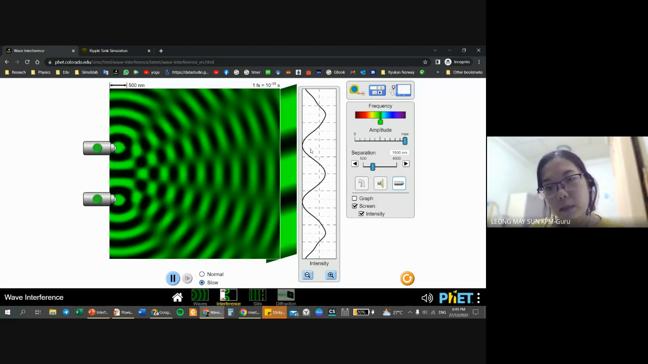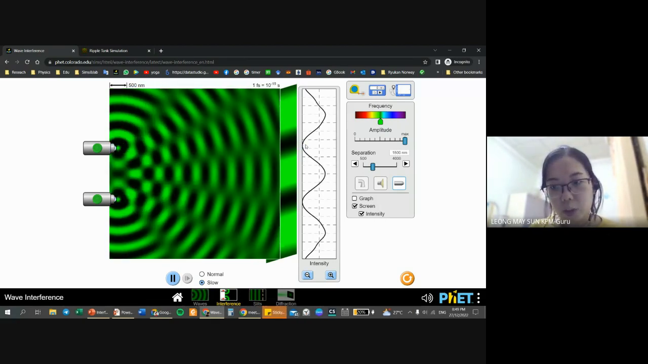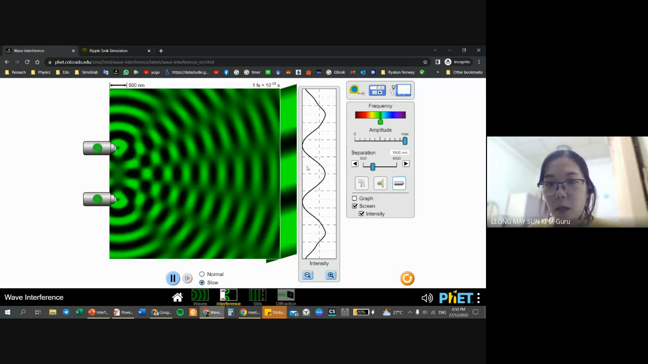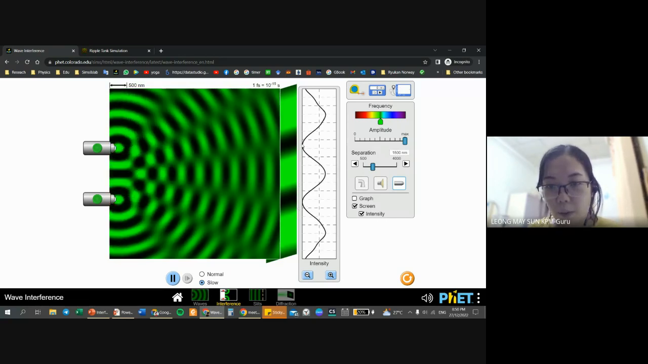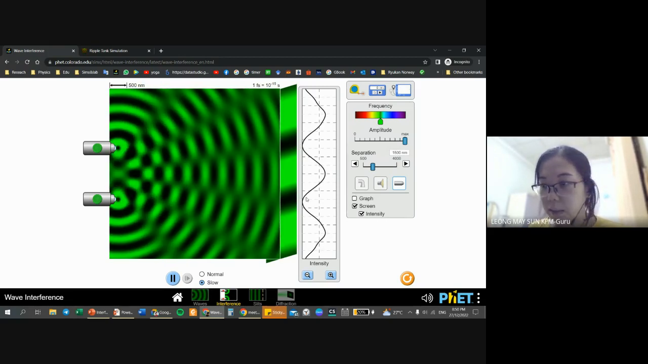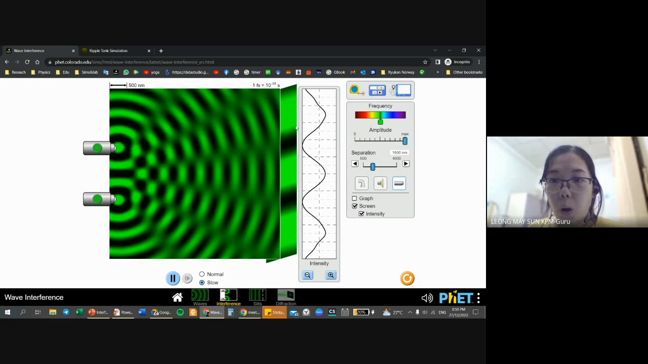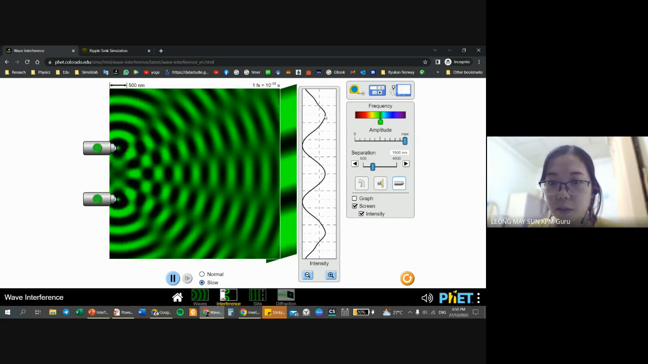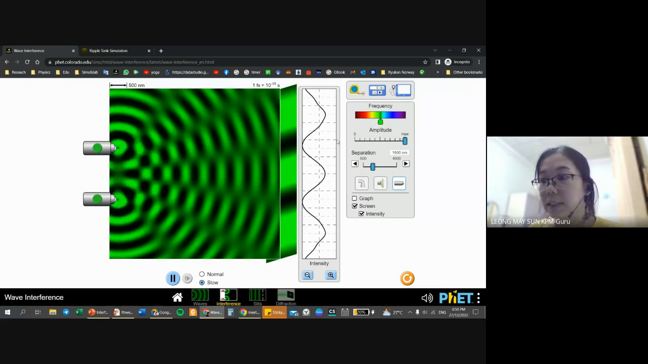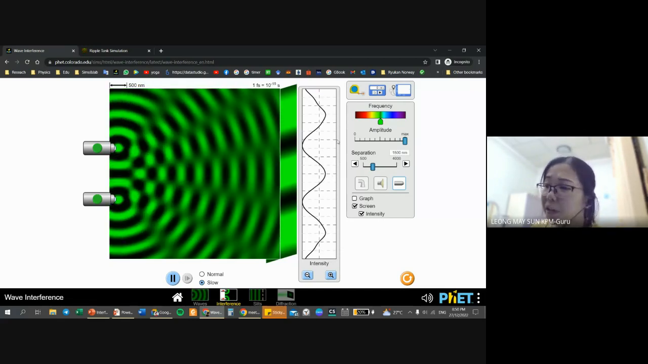So my x here is actually from here. You see, this part is the destructive interference. Here is also my destructive interference. So my x is from this location, the destructive interference, to the next destructive interference, or from one constructive interference to the other constructive interference. So that is the distance x. Okay, so please do take note.